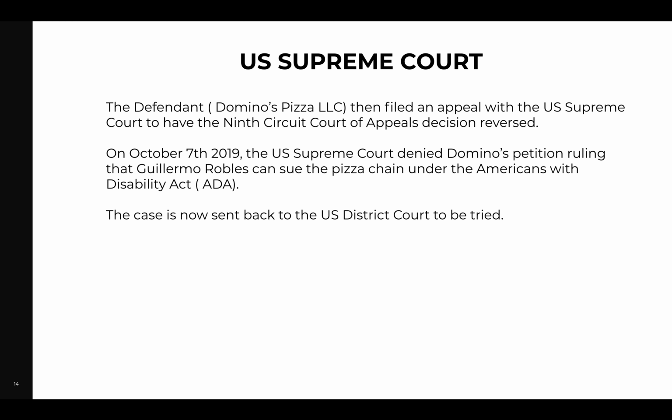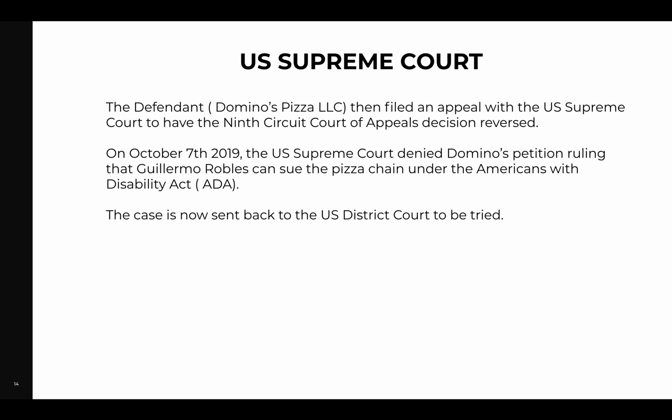The defendant, Domino's Pizza, LLC, then filed an appeal to the U.S. Supreme Court to have the Ninth Circuit Court of Appeals decision reversed. On October 7, 2019, the U.S. Supreme Court denied Domino's petition, ruling that Guillermo Robles can sue the pizza chain under the Americans with Disabilities Act. The case is now sent back to the U.S. District Courts to be tried.